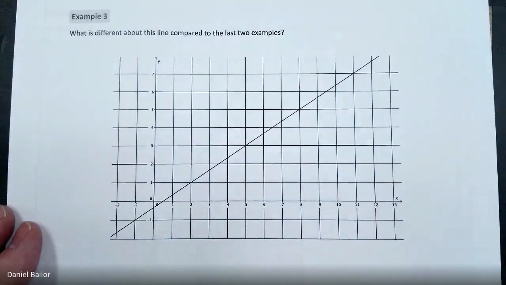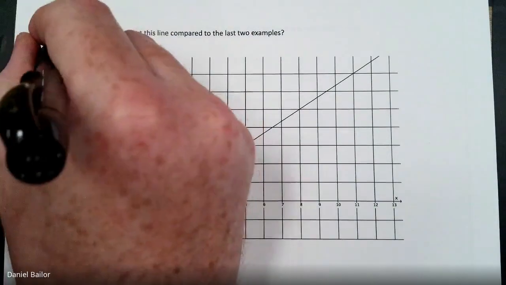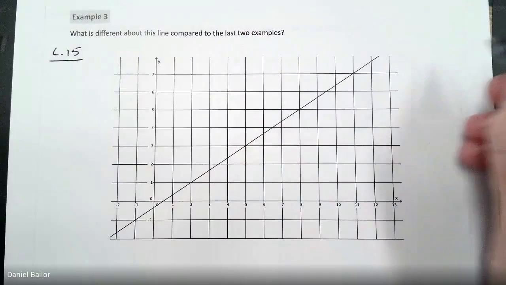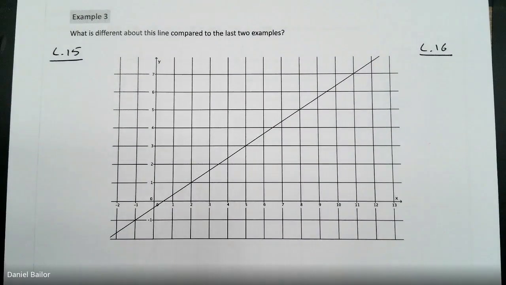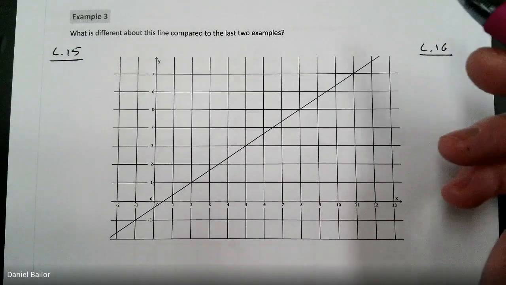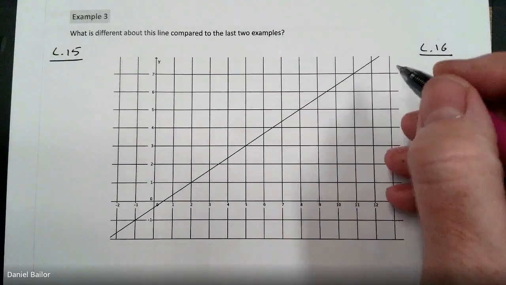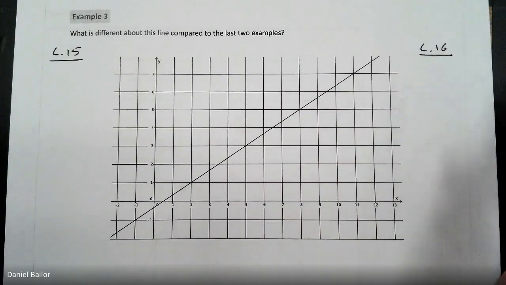Example 3 right here on page 182. Again, we're going to do it the lesson 15 way and the lesson 16 way, just to give you plenty of practice with this. Now, again, we do not have the points, so we have to make some points. So find some intersections.